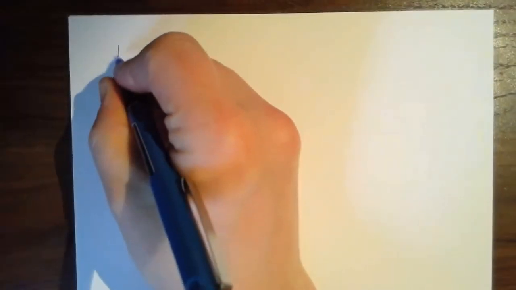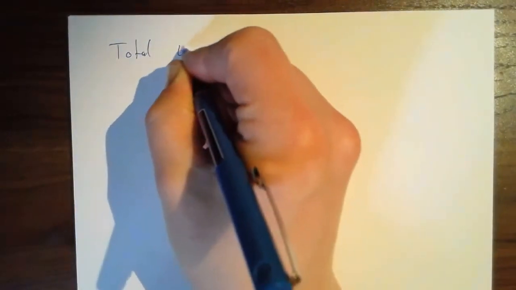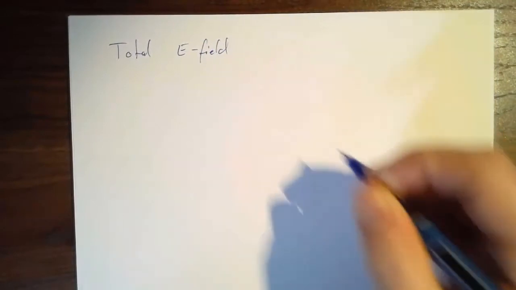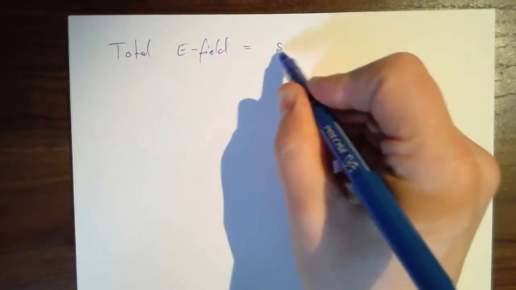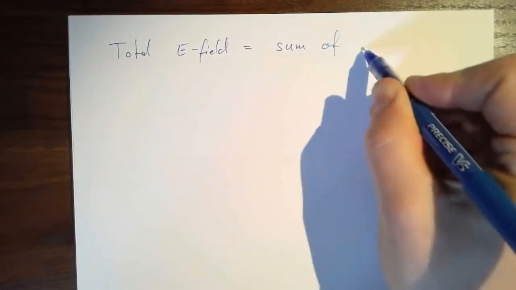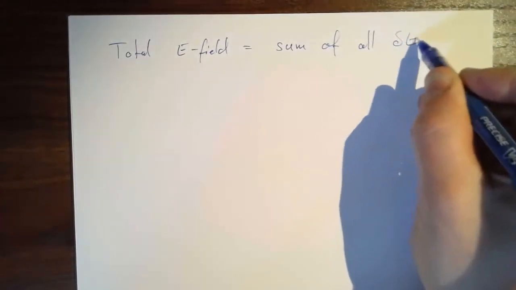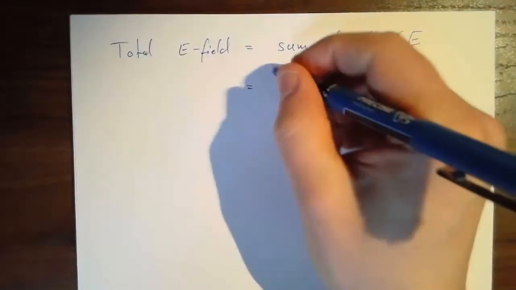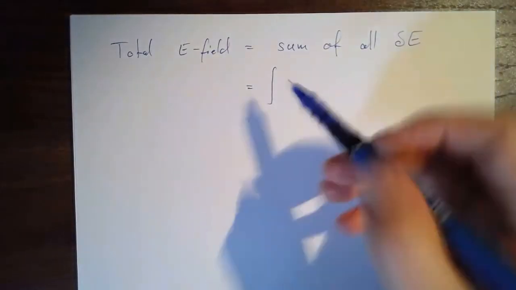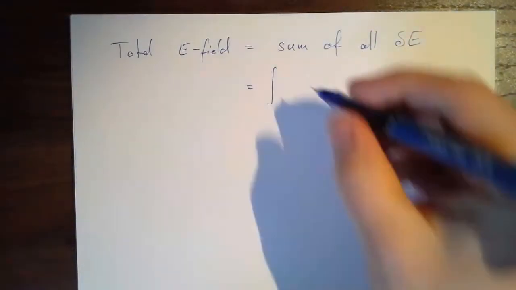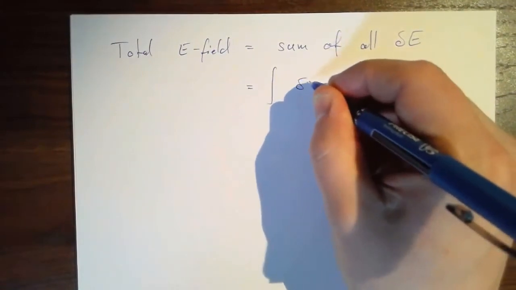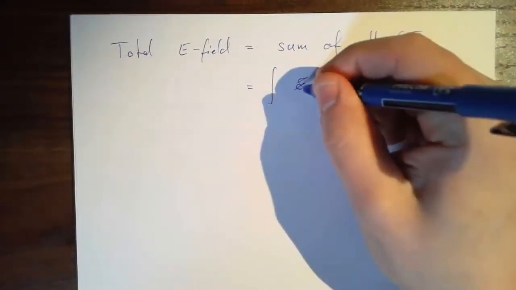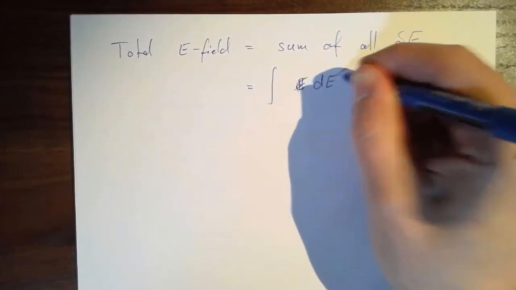So let's sum up our electric field. So the total E field is, well, let's write it out. It's the sum of all little delta E's, which is an integral, right? Remember, this is really just a sum symbol, big S, of all the delta E's, but now because I'm making them infinitesimally small, I'm just going to write it like this.